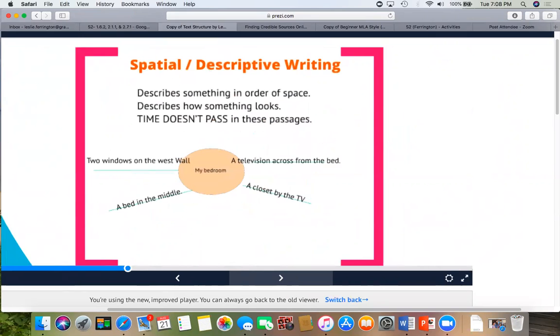So if you're reading about somebody's bedroom and it says there are 2 windows on the west wall, a television across from the bed, a bed in the middle, and a closet by the TV, there's no time passing there. They're just purely describing something. And where it says descriptive is kind of a good little clue there. It's just a description.